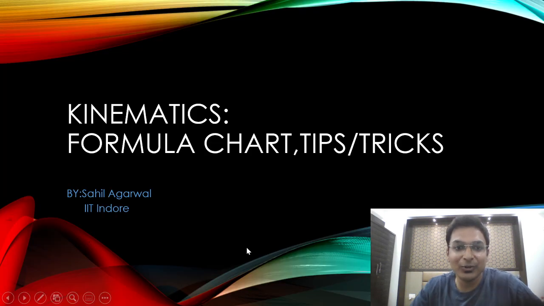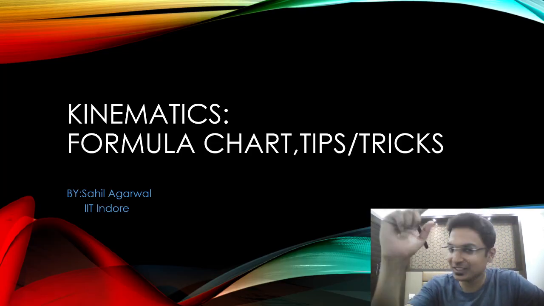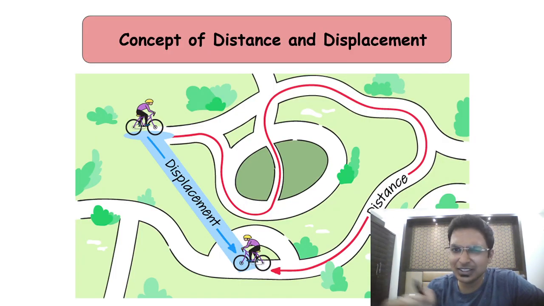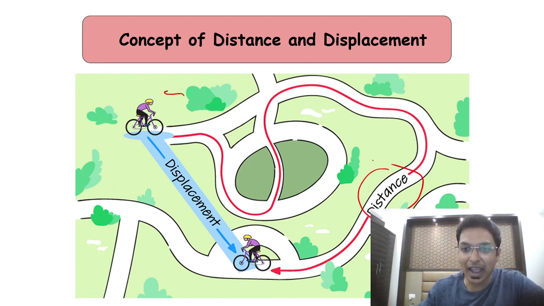So today we are going to do kinematics, one of the very interesting chapters and the very first chapter in physics. Okay. So first is the concept of distance and displacement. So we know what distance is. It is the length of the complete path. This length of the complete path is distance and the shortest distance is the displacement.